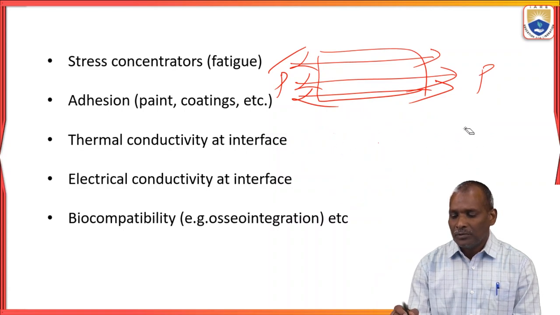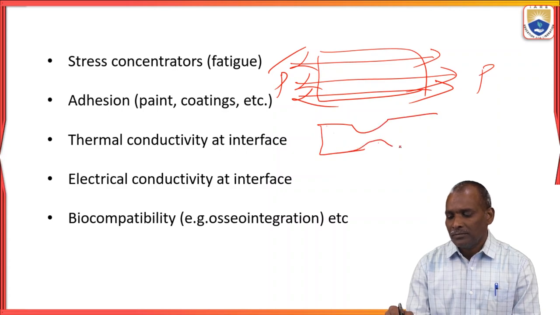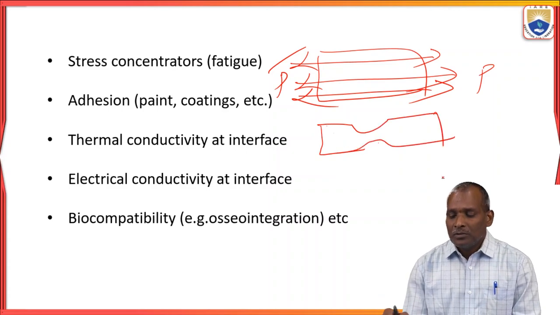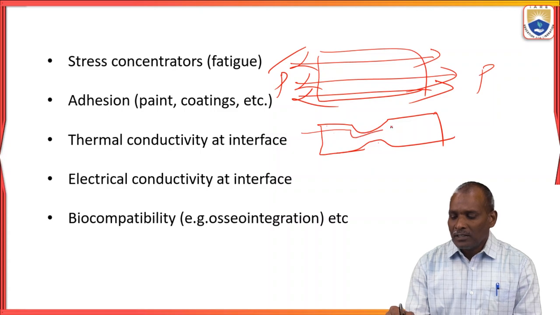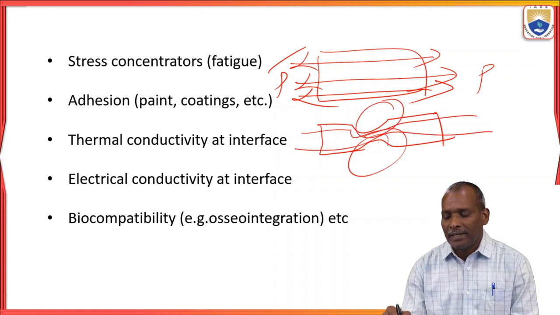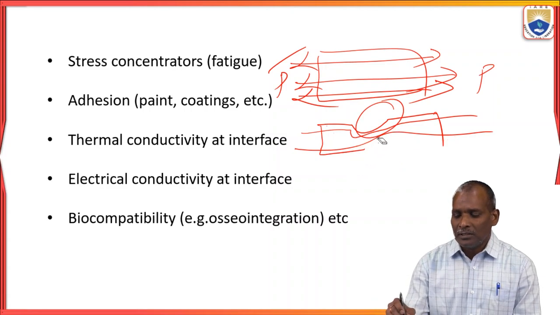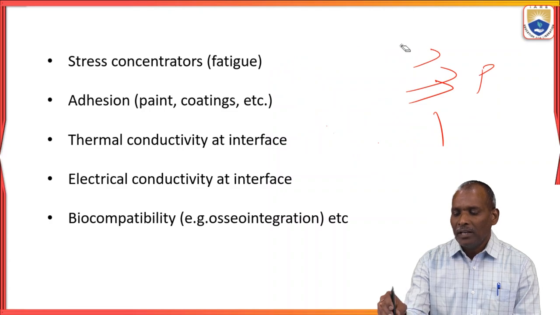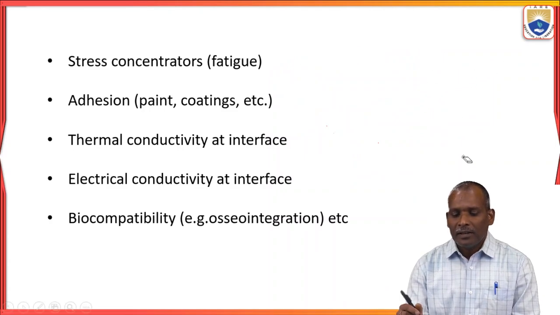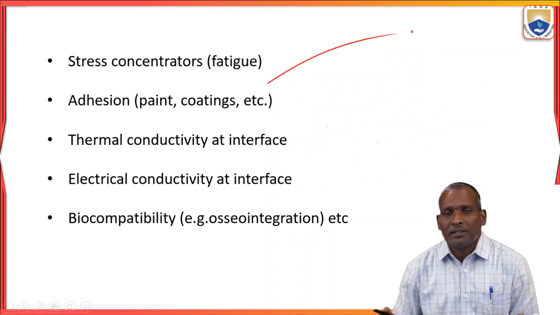Another example, suppose there is some notch. Here the stress distribution lines are like this, so the stress concentration will be high at this zone. Due to this, fatigue failure will occur. Clear? That is the stress concentrators.